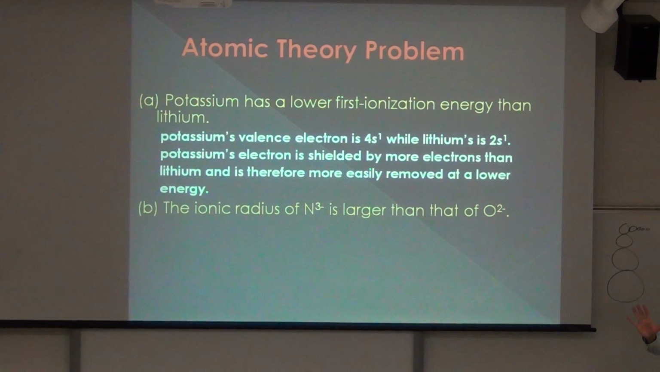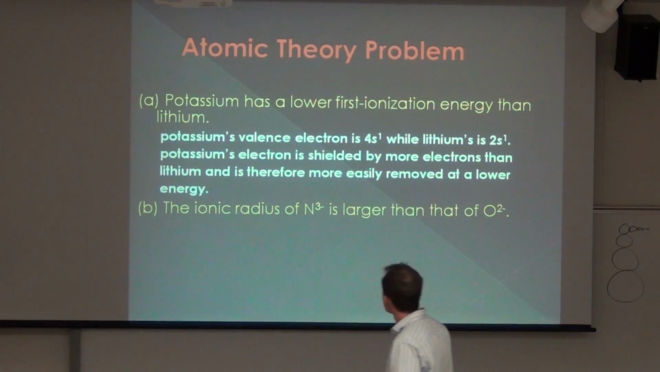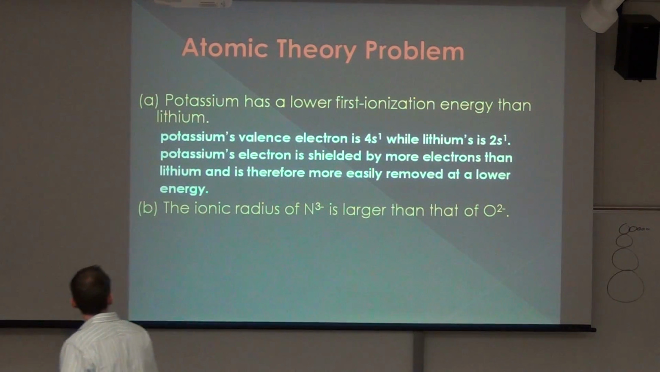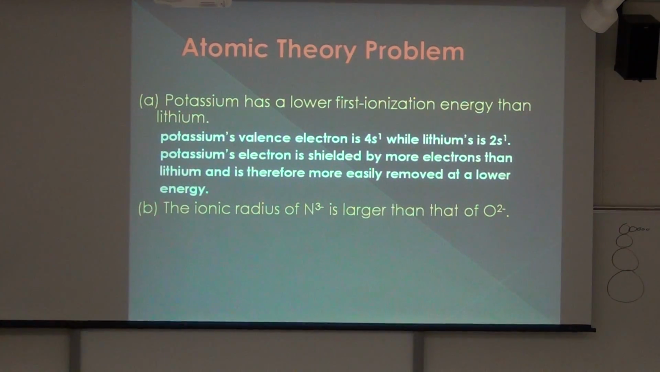So just before you start writing, paraphrase: potassium's valence electron is 4s1 while lithium's is 2s1. Potassium's electron is shielded by more electrons than lithium and is therefore more easily removed at a lower energy. I took this based off of the potassium. You could definitely say it the other way. The reason I chose potassium is that's how the question was stated, not that you have to do it that direction.